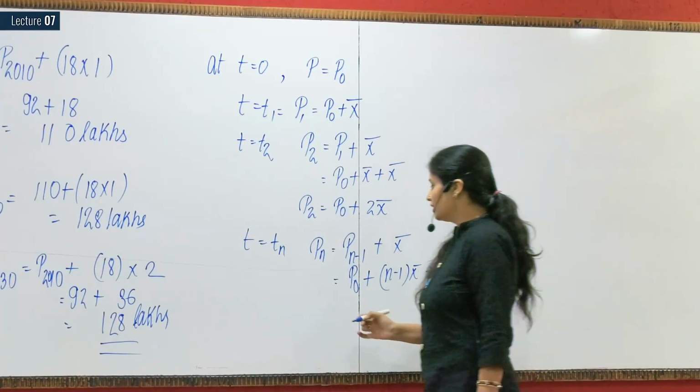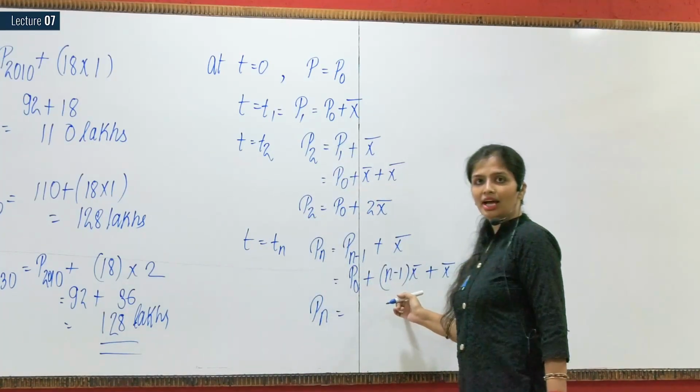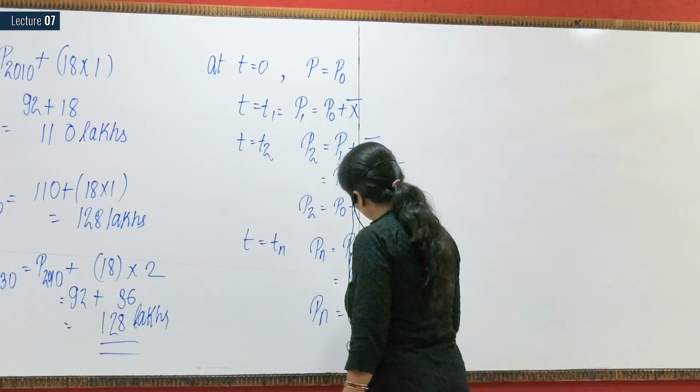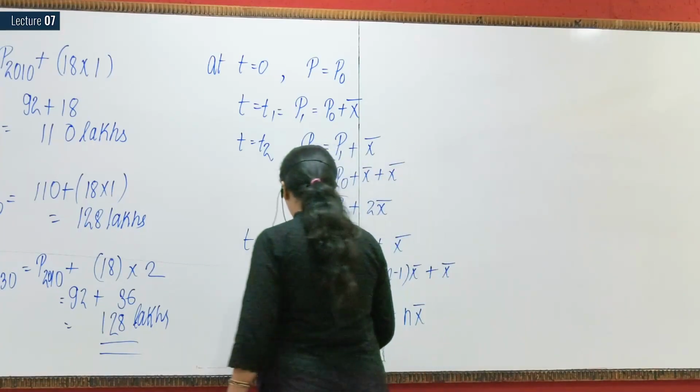So if you solve this, what you will get? P naught, this minus X bar and plus X bar will get cancelled out. You will get Pn is equal to P naught plus n X bar.